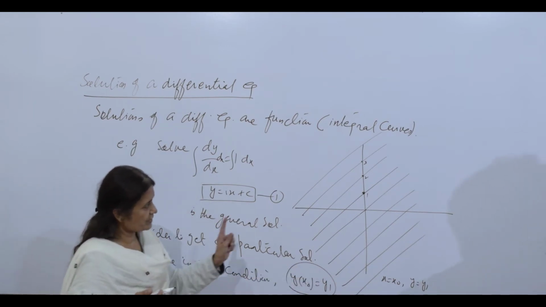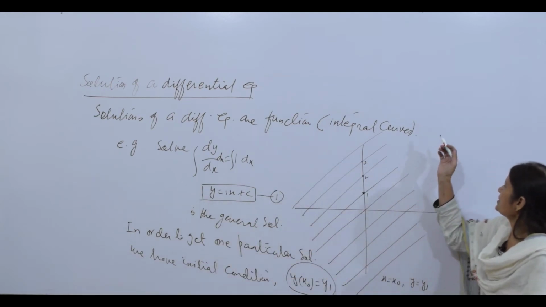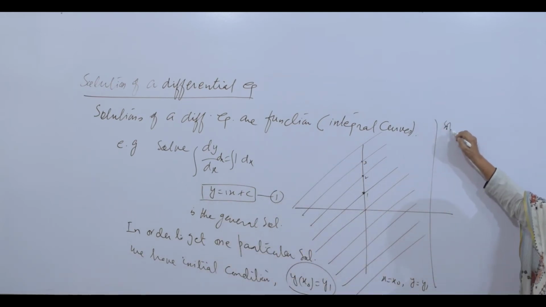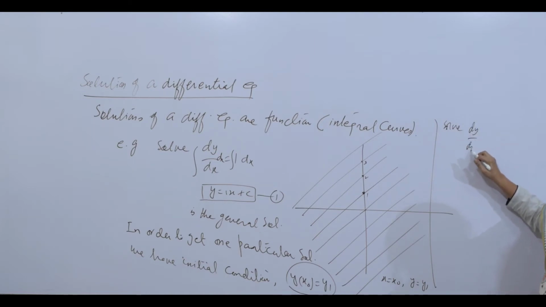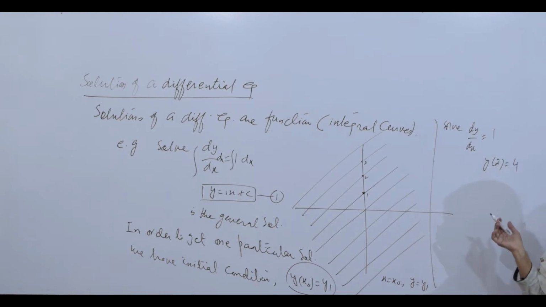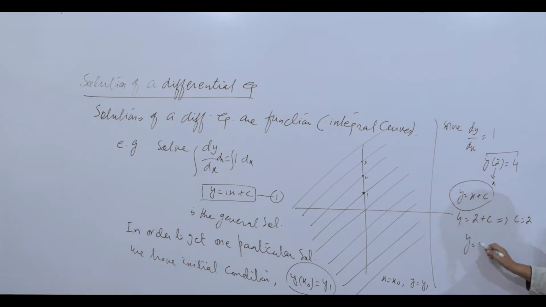So now we are solving the same equation with a condition given. I said solve dy by dx is equal to 1 with y of 2 equal to 4. For example, this is the condition I have given. If I am solving, my answer is x plus c. So to determine c, I have this condition. This is your x, and this is your y. Replacing y by 4, x by 2, your c will be 2. Putting it back, this is x plus 2. So this is one solution.